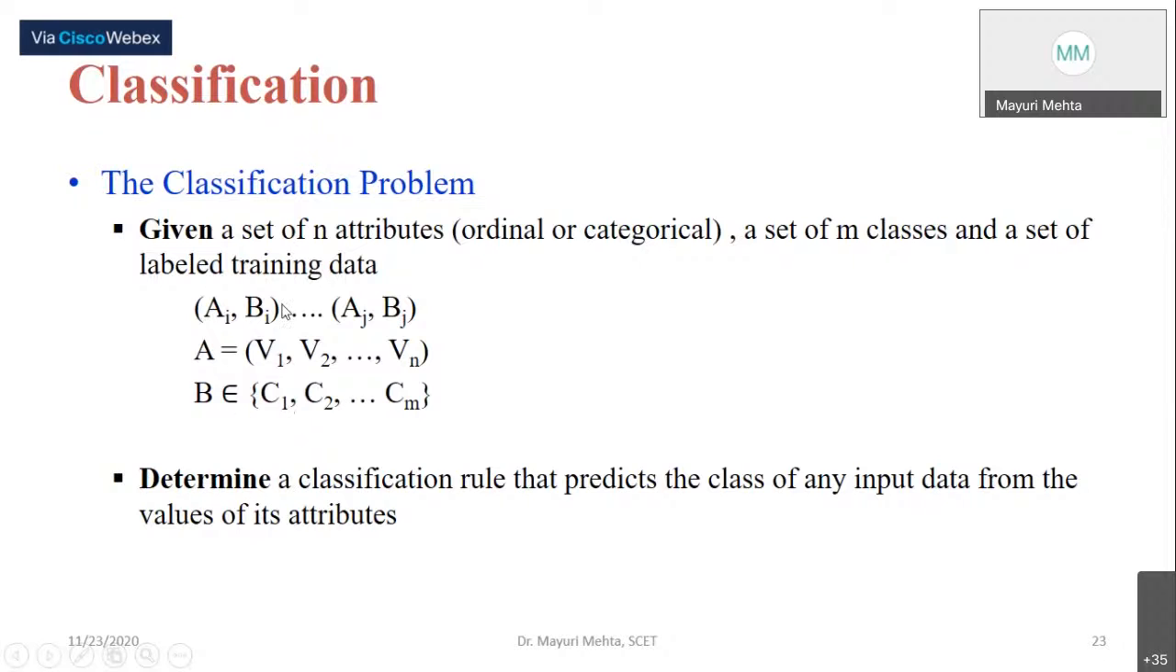Okay, so this is given to you and we have to determine a classification rule that predicts the class of any input data from the values of these attributes. If we input A, the model has to predict B. Based on this, the class will be predicted by the model, right? From the attribute values. So this is the classification problem.